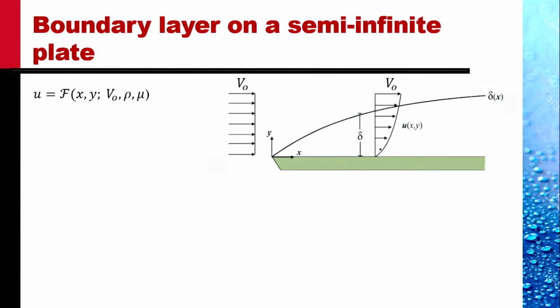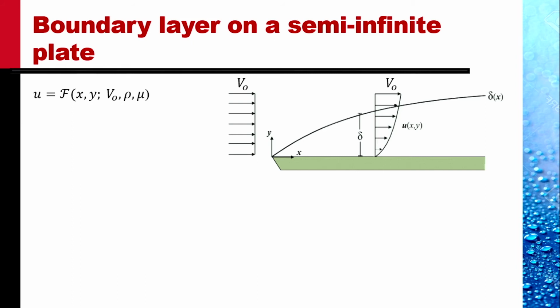Let us now employ the concepts that we have developed to the development of a boundary layer on a semi-infinite plate. A plate that starts at x equal to 0 and goes up to infinity to the right.